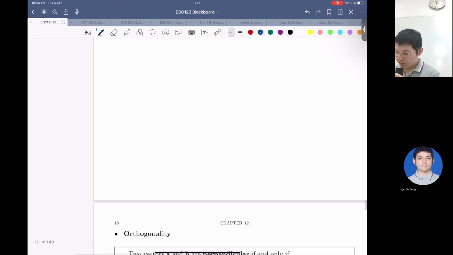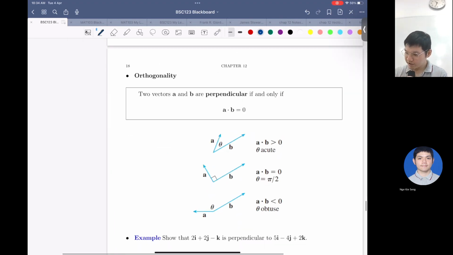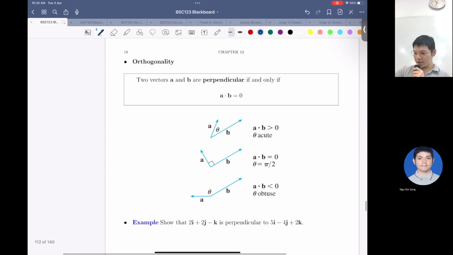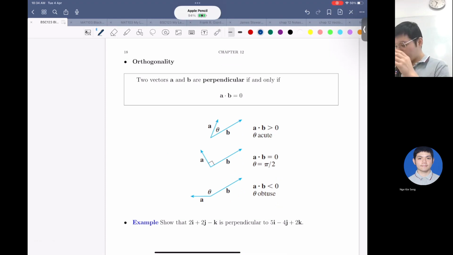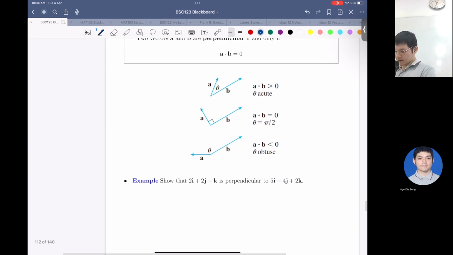Okay. Keep going. Still revision. Okay, so when two vectors A, B are perpendicular, if and only if A dot B is 0. So just now we mentioned this. Okay, maybe we do this example then.